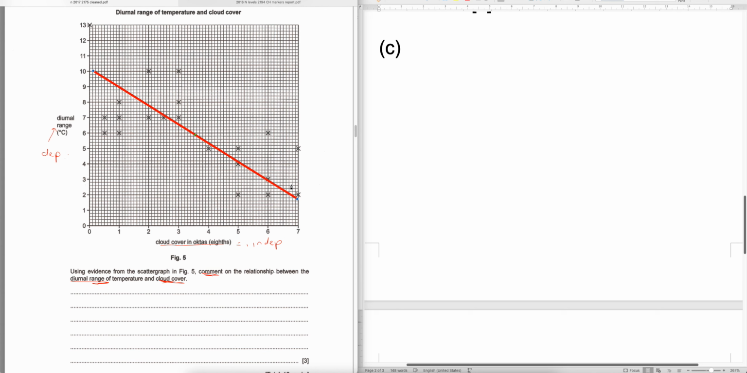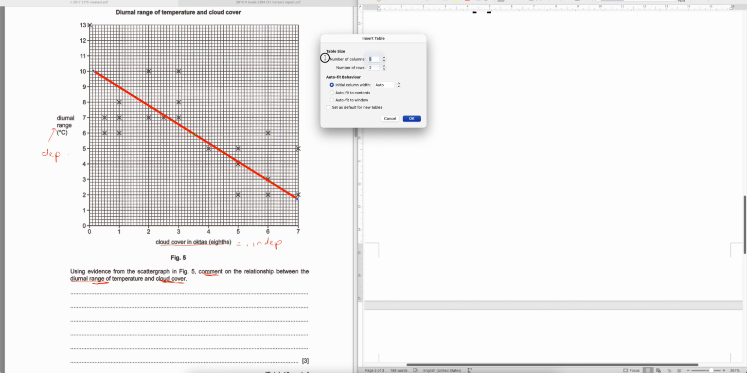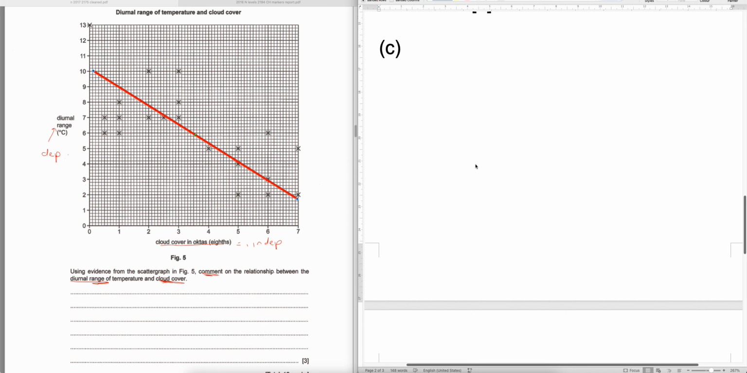So you can conclude 2 possible ways. Some people will conclude that yes, there is a relationship, but it's very weak. Or some people will conclude that no, there is no relationship at all. Whichever way you conclude, you need to be coherent. So the first mark is the relationship.